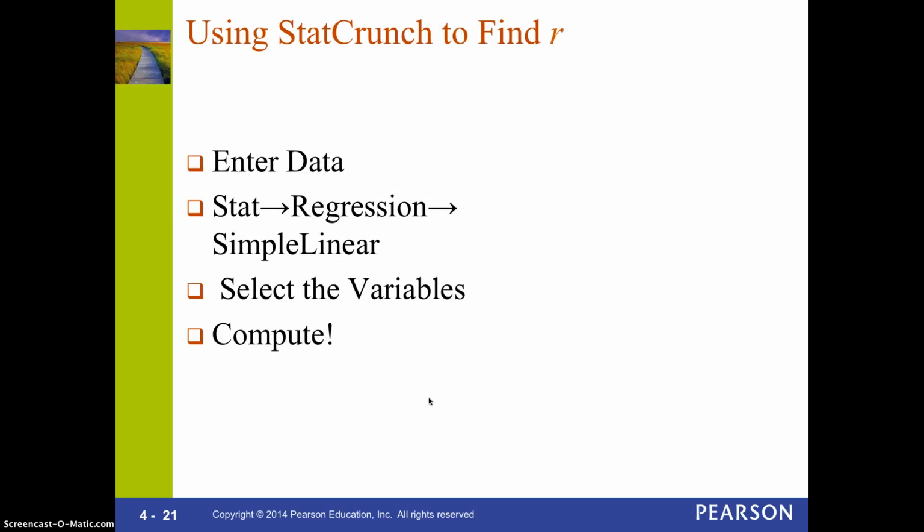Okay. So to use StatCrunch to find R, we're going to enter our data in. I'll go over to StatCrunch in a second.